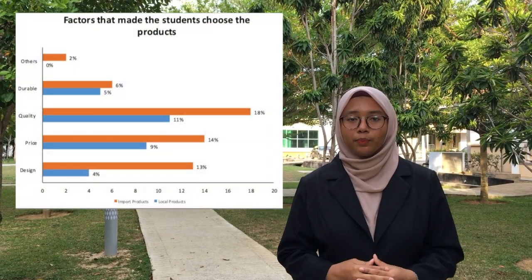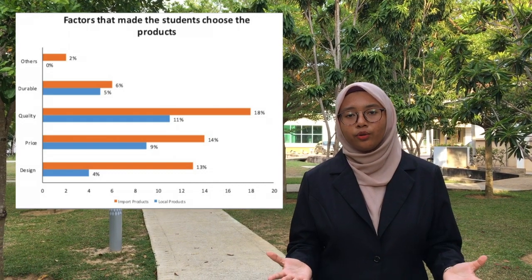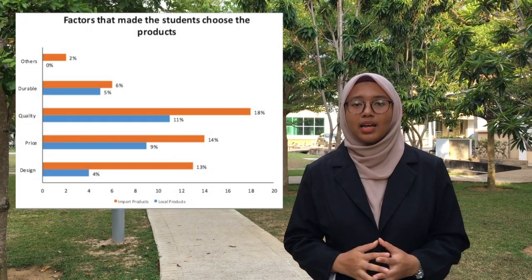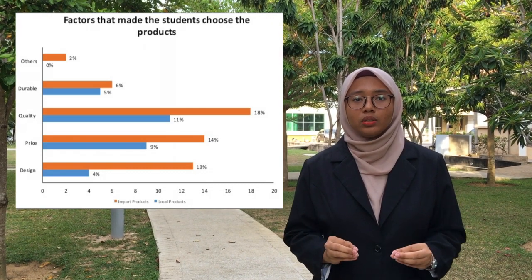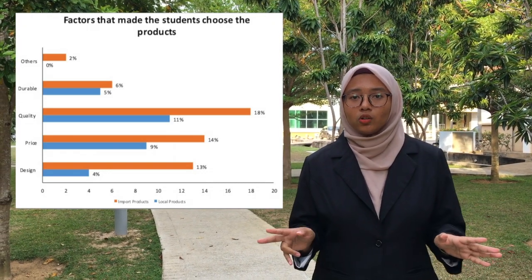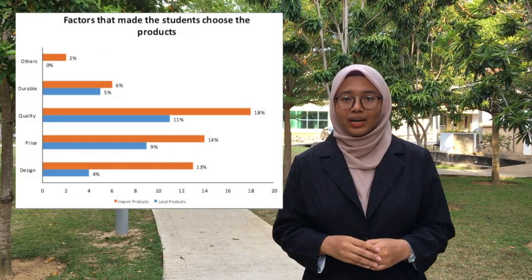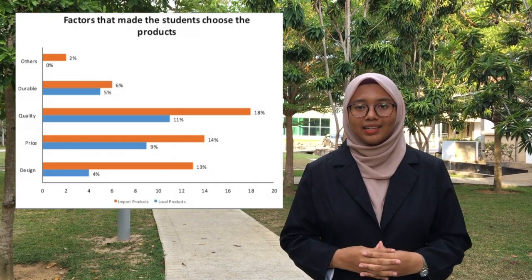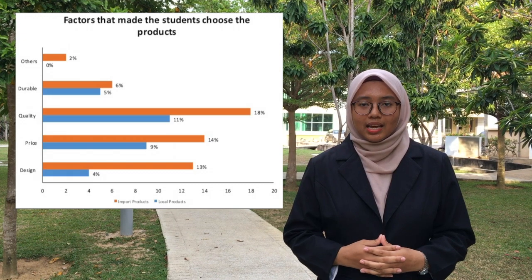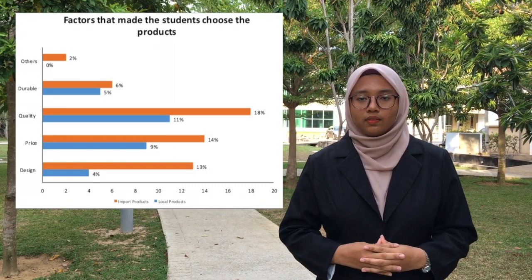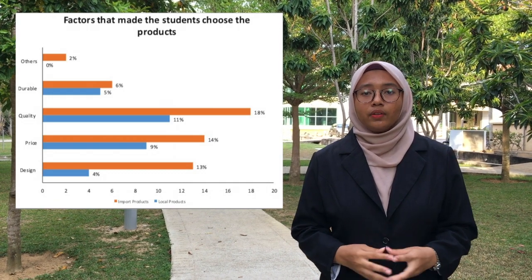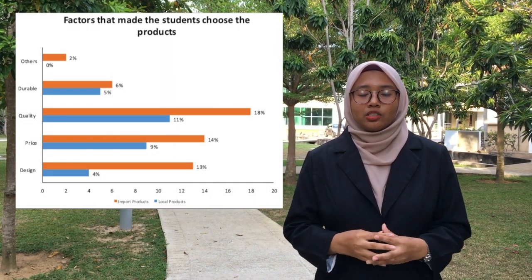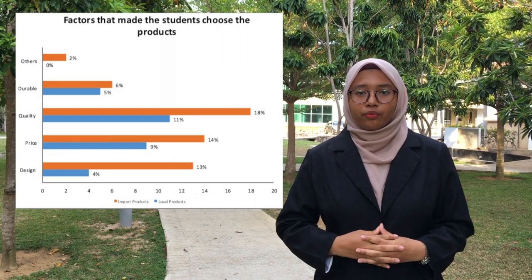So now I will explain about the factors of the product. Based on the questionnaire we have provided, we found that the higher selected factors of the product is import product, which is 80% of the quality, 40% of the price, 30% of the design, 6% of durableness, and 2% of the other factors. Talking about the quality, the students prefer to have the better quality of the product so that it will fulfill their preference.